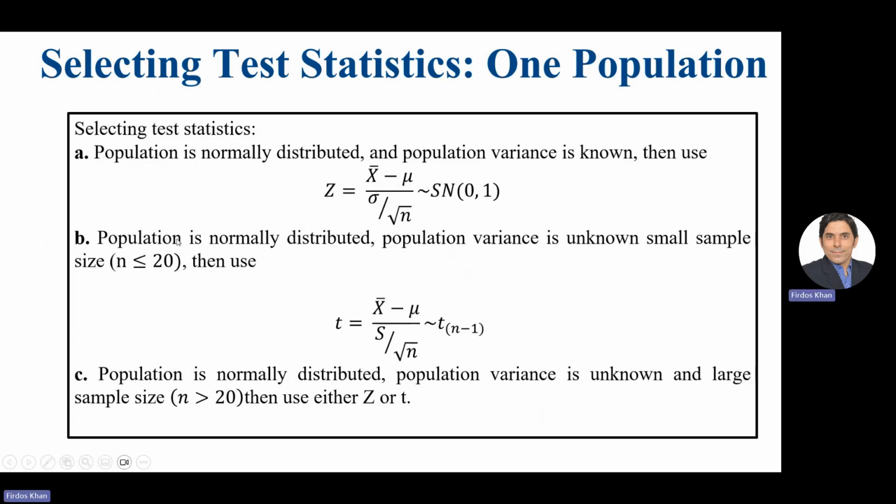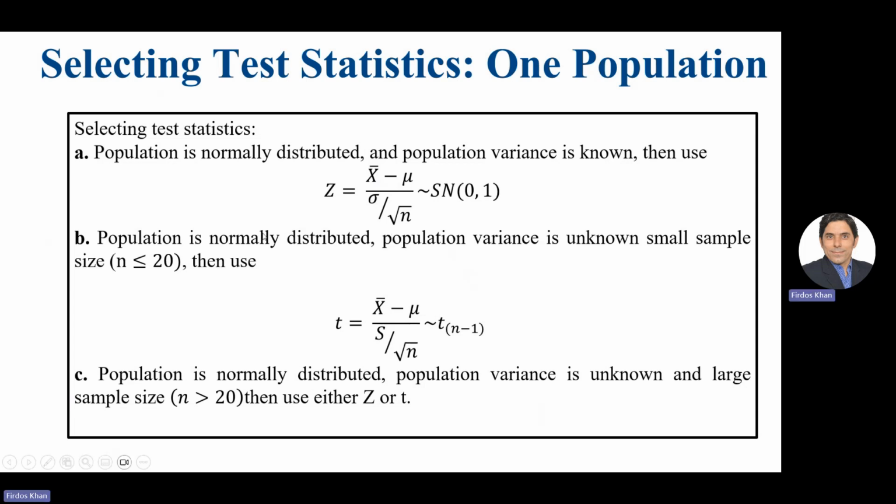The second case is that the population is normally distributed and the population variance is unknown. Remember that the normality assumption is valid for all tests we will talk about in this video, but the other assumptions change, like population variance known or unknown. In the case of two populations, whether the samples are independent or not. We will talk about that later.